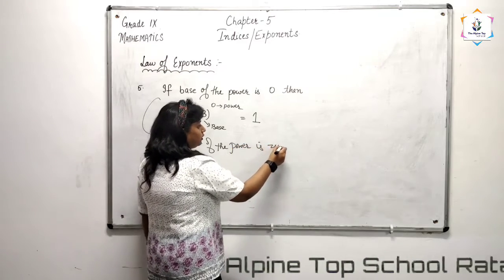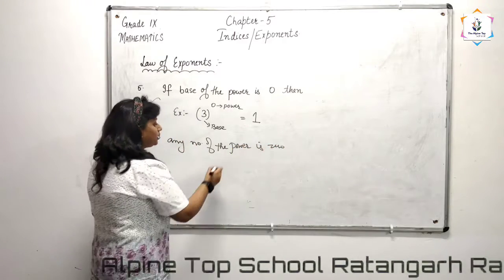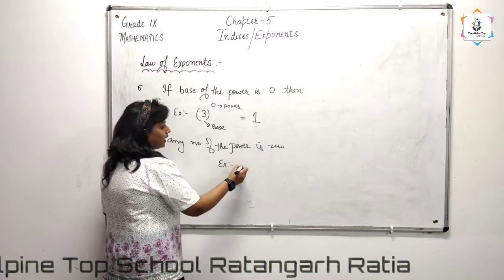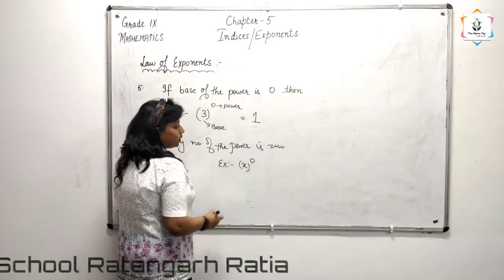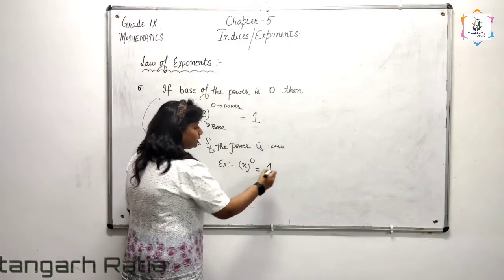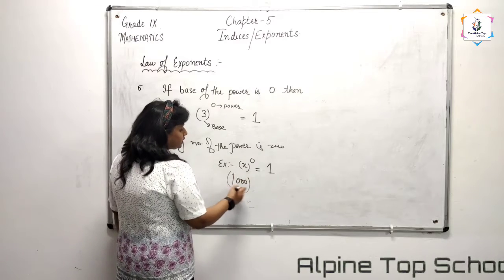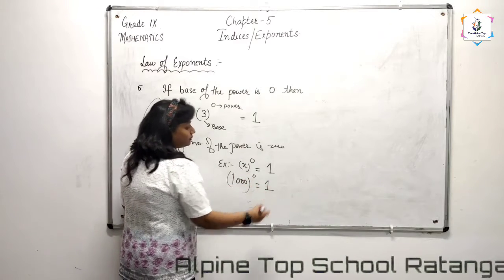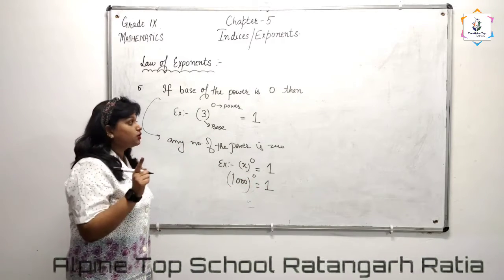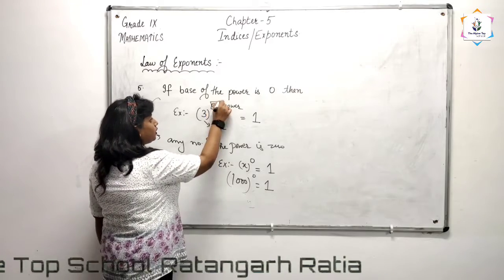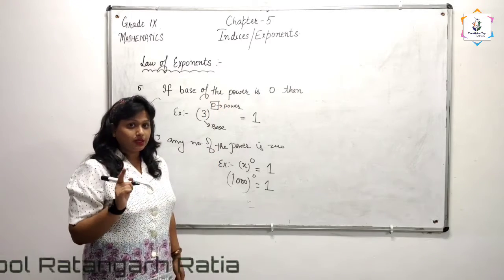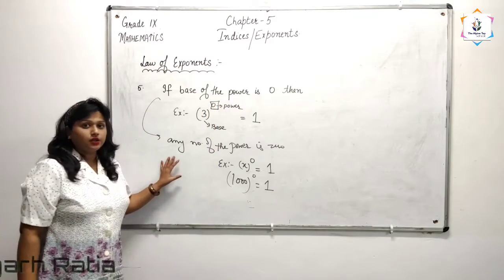For example, it can be in variables like x raised to power 0, then also the answer will come 1. 1000 raised to power of 0 also will come 1. So you just have to focus on the power of 0. Is that clear? Now we will start the questions.